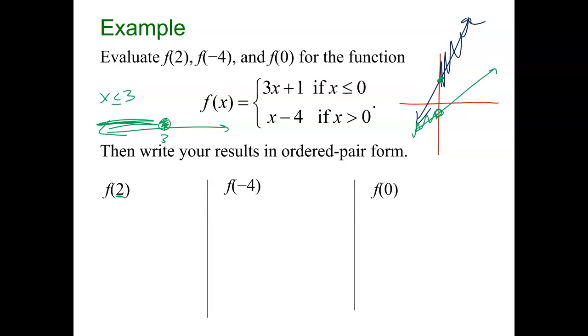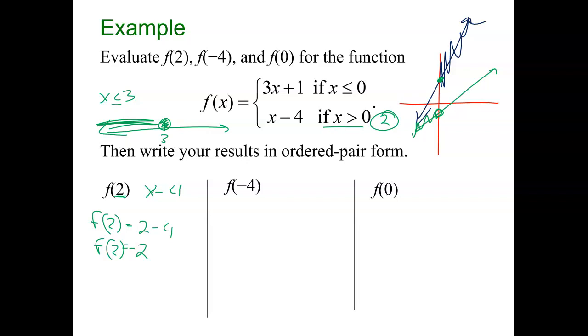I'm not going to solve for both. I'm only going to pick one. Which one has 2 in its domain? The first rule or the second rule? The second one, because it's x is greater than 0. So 2 is in that domain. That's the rule I'm going to use for f of 2, x minus 4. So f of 2 is going to be 2 minus 4. What is 2 minus 4? Negative 2. So when x is 2, y is negative 2.